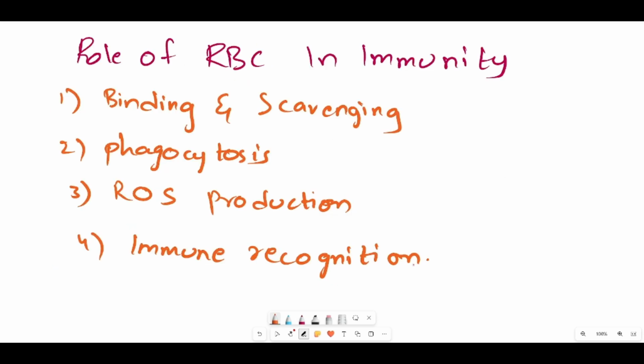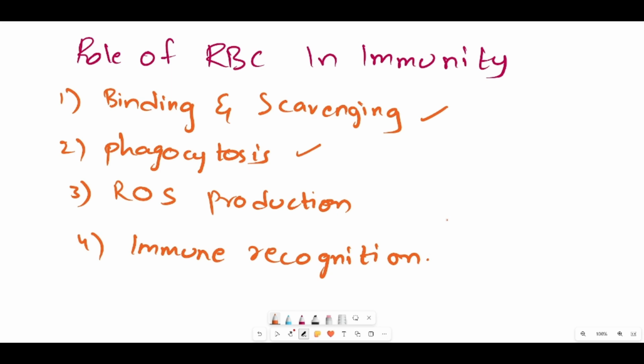Coming back to the last part, which is the role of RBC in immunity. And this RBC is useful for the binding and scavenging process. It is useful for the phagocytosis. This is also useful for producing the reactive oxygen species. So this is also used in the process of immune recognition.